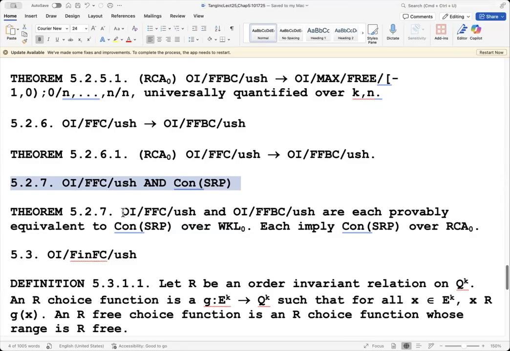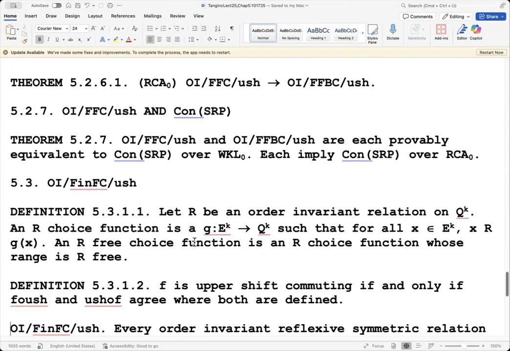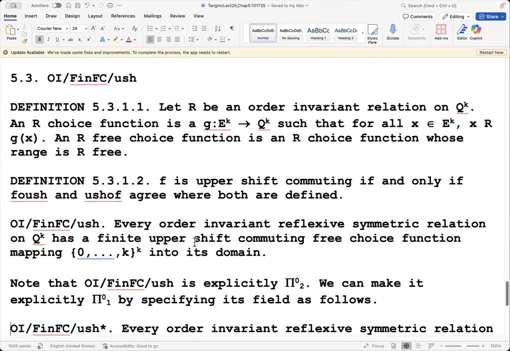Okay, and that tells us that these are exactly what we like. We know that they're equivalent to Con SRP. All right, but now the highlight of all this is the finite form, the finite case. So what do we do? Here we are. So let R be an ordered invariant relation on Q to the K, an R choice function.